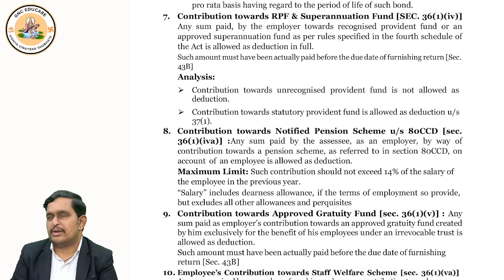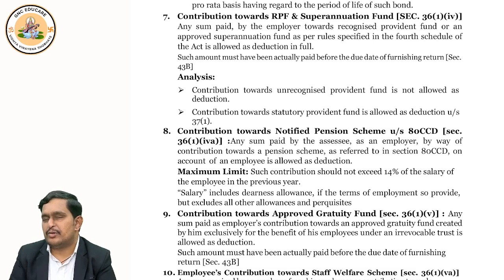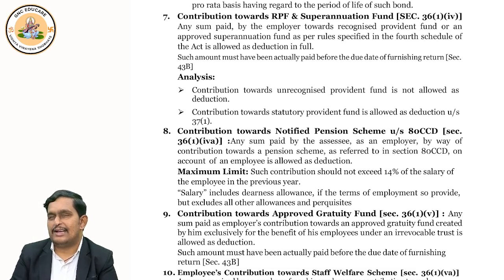Similar to this concept is NPS, National Pension Scheme. So here it is a new scheme where people can invest money for their retirement. In that case, up to 14% of the salary. Up to how much? 14% of the salary. Who will contribute? Employer will contribute. And that will be allowed as deduction under section 36.